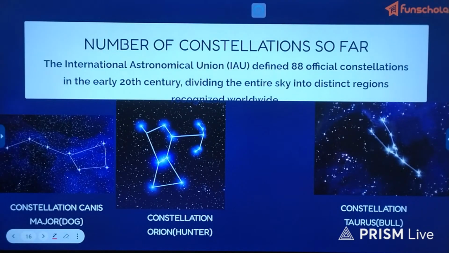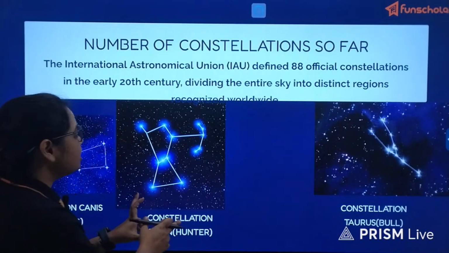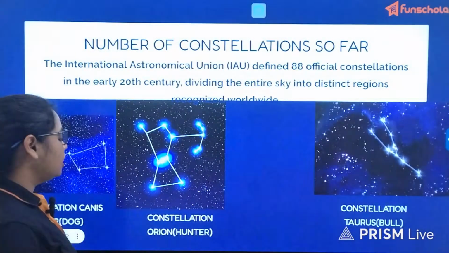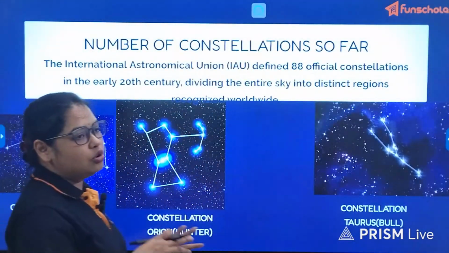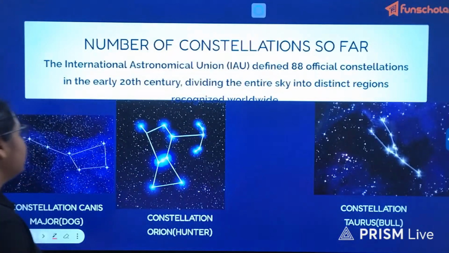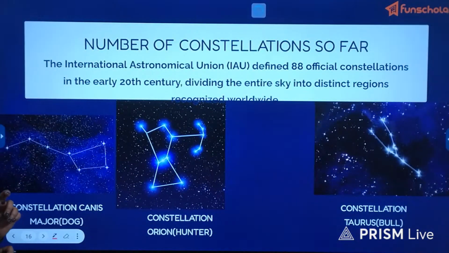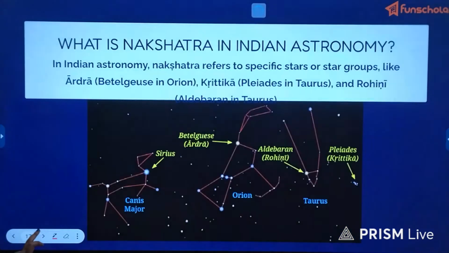The International Astronomical Union, IAU, has defined so far 88 official constellations, which were recognized in the early 20th century, dividing the entire sky into distinct regions. Distinct regions means this is the particular region covered by Orion, the Hunter. This particular region is covered by Taurus. So they have their own localizations in the sky, dividing the entire sky. So far 88 official constellations have been recognized.